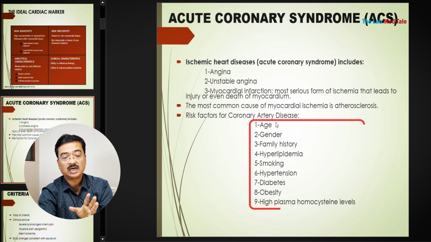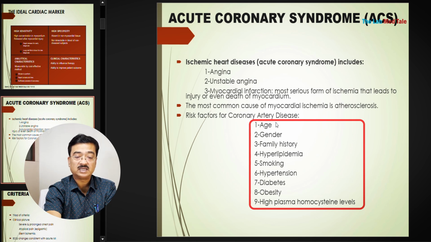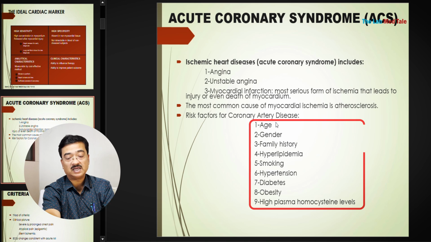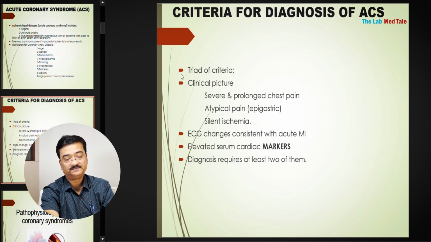These are the common risk factors. I think everybody counts them. Out of these 9 risk factors, you will always find 4 or 5 are with you when you are a middle-aged person: age, gender, family history, hyperlipidemia, smoking, hypertension, diabetes, obesity, or high plasma homocysteine levels. These are very high risk factors for ACS.